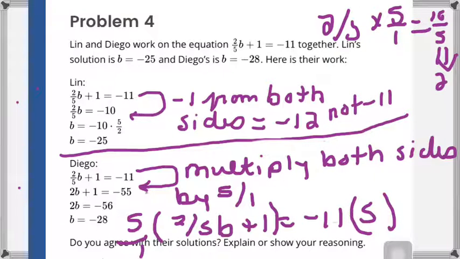But if you're going to multiply by 5 to get rid of this fraction, everything over here has to be multiplied by 5. So I showed you down here what it should have looked like. He has to distribute. So 5 times 2-fifths gives us 2, and 5 times 1 is going to give us 5. So at that point, the equation should have been 2b plus 5 equals negative 55, because you have to do the 5 times negative 11. You have to multiply by 5 on the other side. So both of them messed up in their very first step. Diego's problem was not distributing, and Lynn's problem was that negative 11 minus 1 is not equal to negative 10.